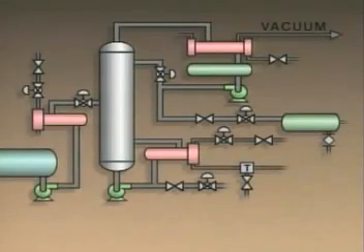Once the vacuum system has been shut down and the mixture in the bottom of the column has cooled according to procedures, the reboiler pump is shut off. The column and the reboiler can now be drained.